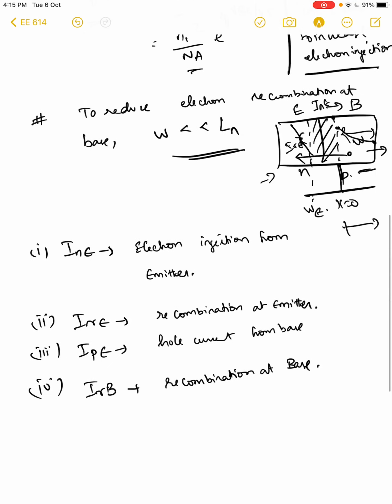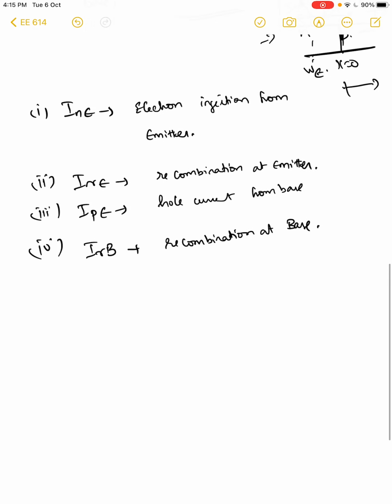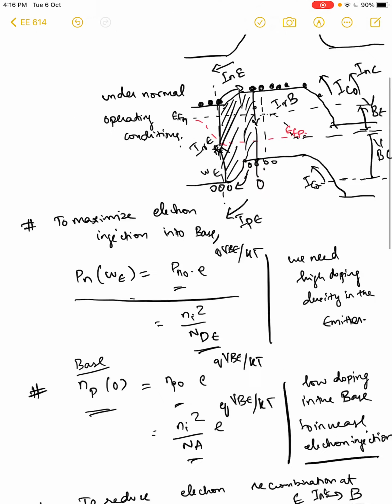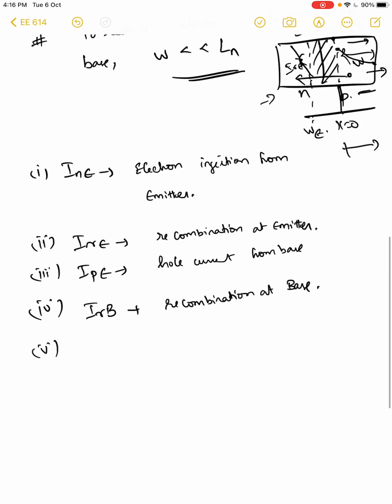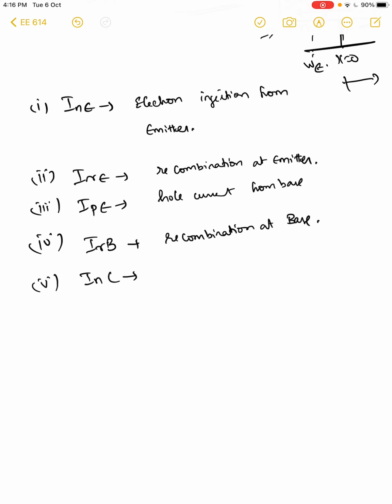Any place here you have the electrons which are moving, and there can be some recombination at the base, as we discussed. The fifth is the electron current INC, that is the collector current. You can also call it IC naught. This is the electron collector current, which is the current that was injected from the emitter side.